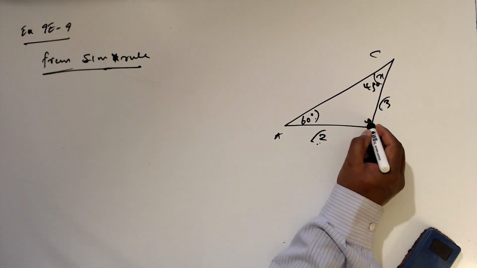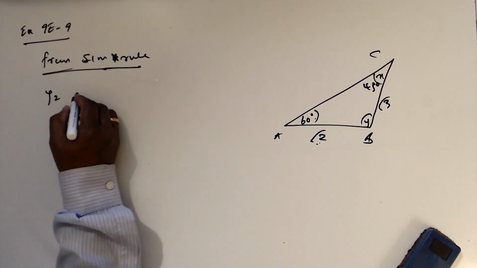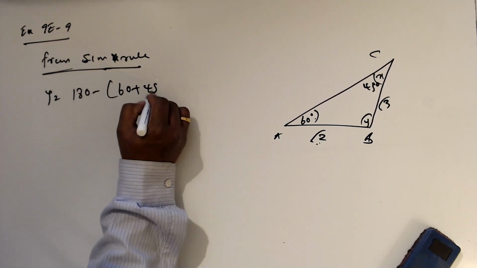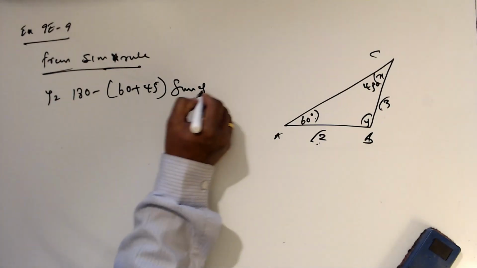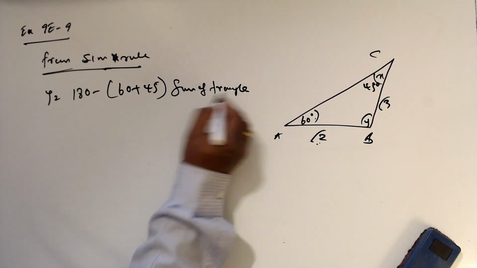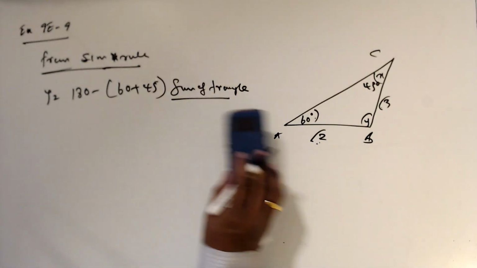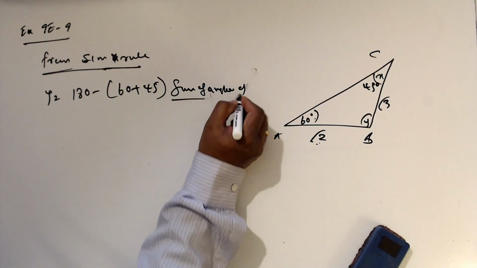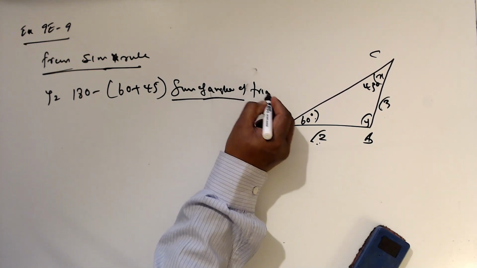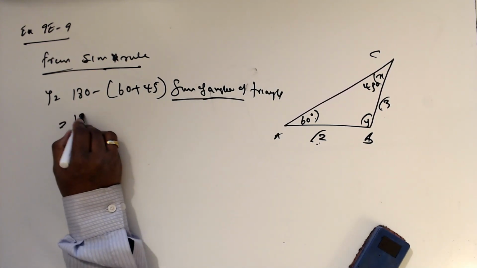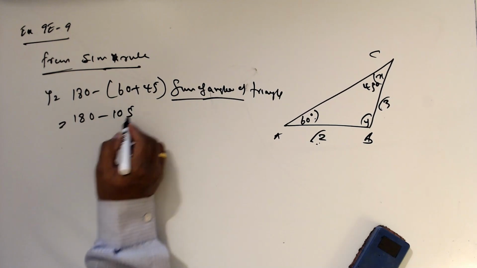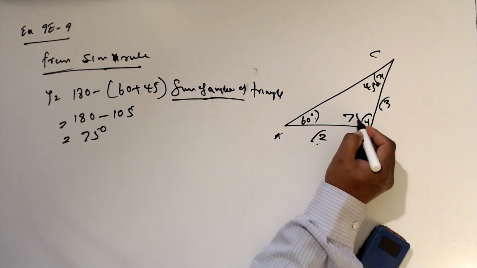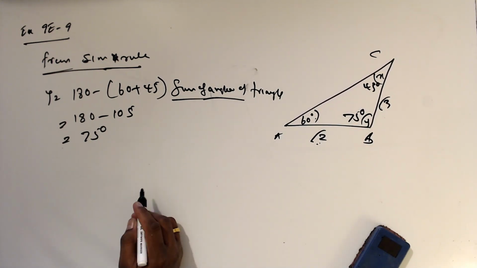Now I'll take this as y. y means 180 minus 60 plus 45, from the sum of angles of a triangle. 180 minus 105, so this is going to be 75. So this angle is 75.